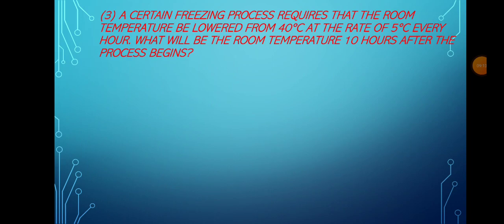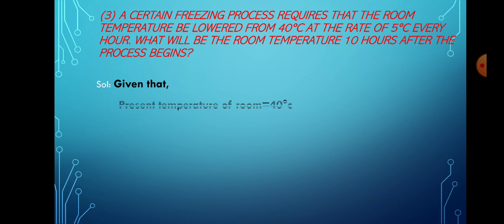Next one. This is a very important question. A certain freezing process requires that the room temperature be lowered from 40 degrees centigrade at the rate of 5 degrees centigrade every hour. What will be the room temperature 10 hours after the process begins? Means the starting room temperature is 40 degrees centigrade. For every 1 hour it decreases 5 degrees centigrade. So going like that, after 10 hours of decreasing, what will be the temperature of the room?